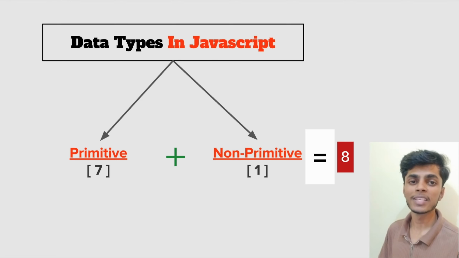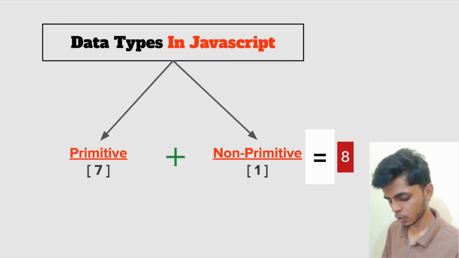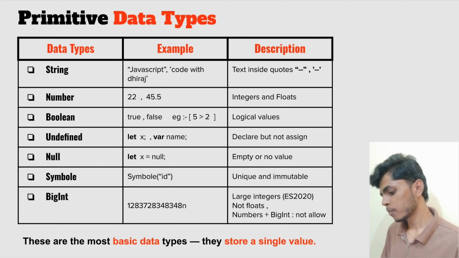So today's topic is data types in JavaScript. There are a total of 8 data types in JavaScript, but they are categorized into two types. First is primitive and second is non-primitive. Primitive contains 7 data types and non-primitive contains a single data type. So let's see. We are starting with primitive data types.